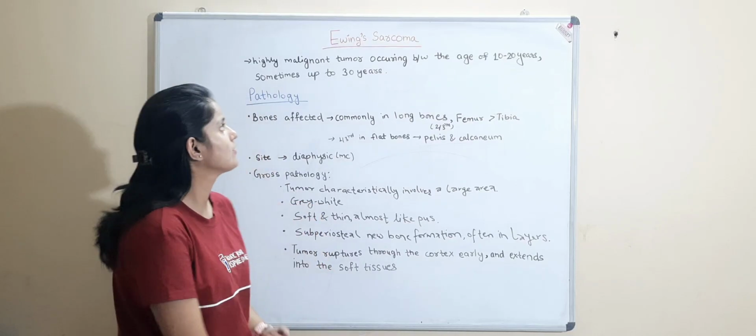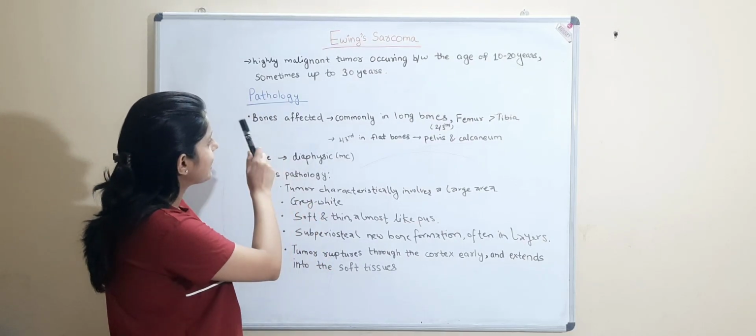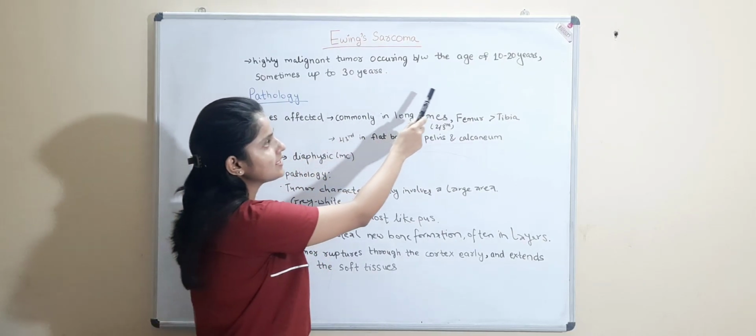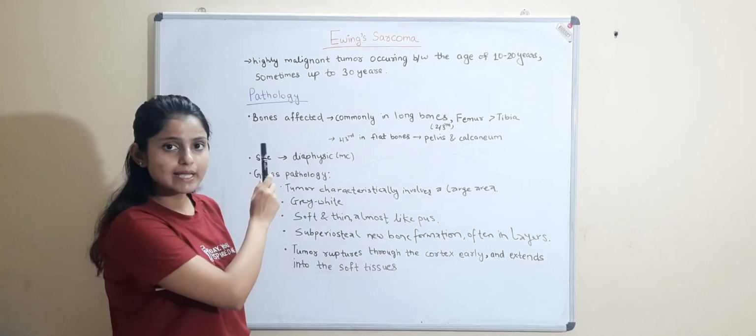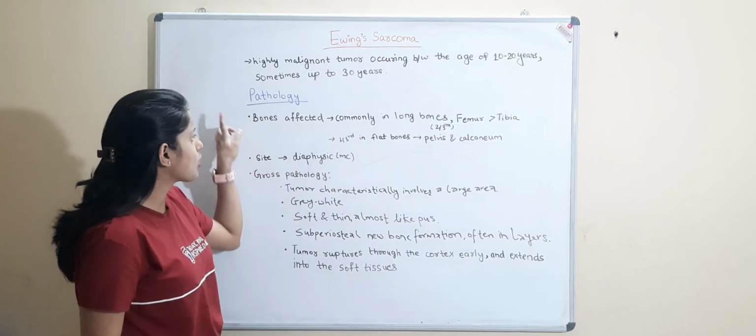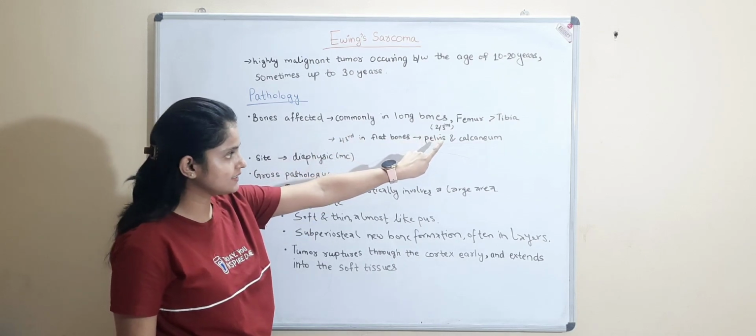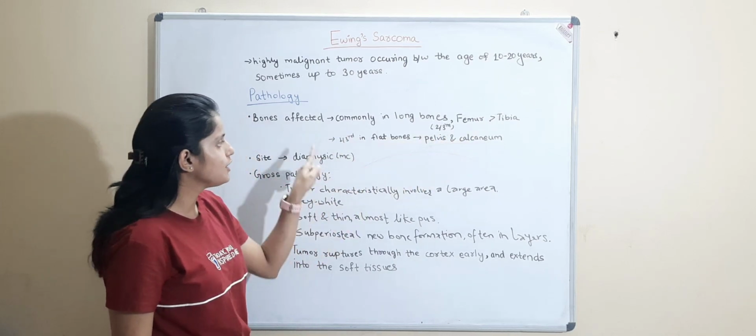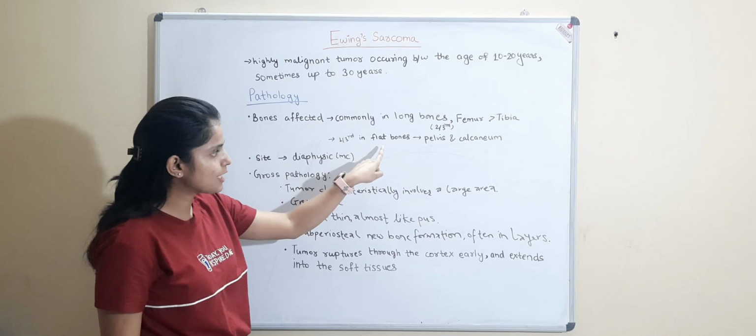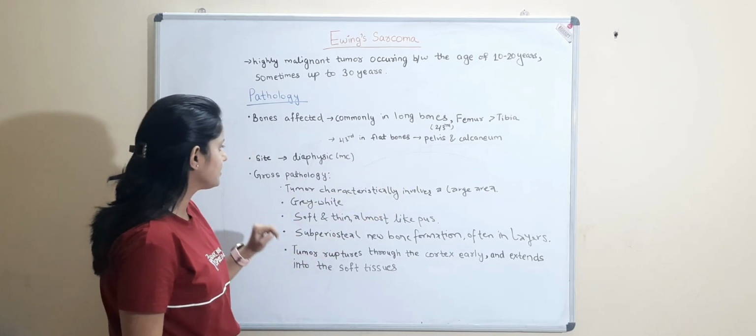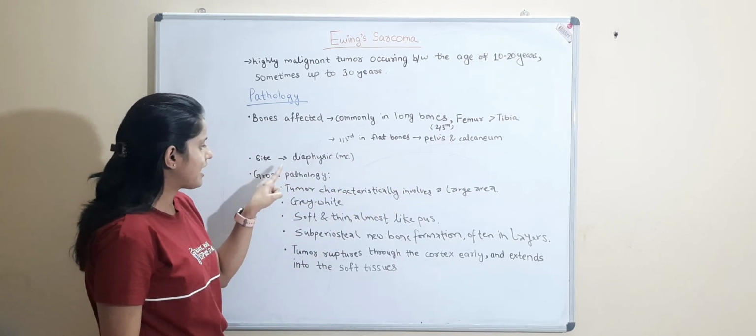Today I shall be talking about Ewing sarcoma. This is a highly malignant tumor occurring between the age of 10 to 20 years, sometimes up to 30 years. Talking about pathology, it commonly affects the long bones in 2/3 of the cases, femur and the tibia. In 1/3 of the cases, it affects the flat bones like pelvis and the calcaneum. It most commonly affects the diaphysis.